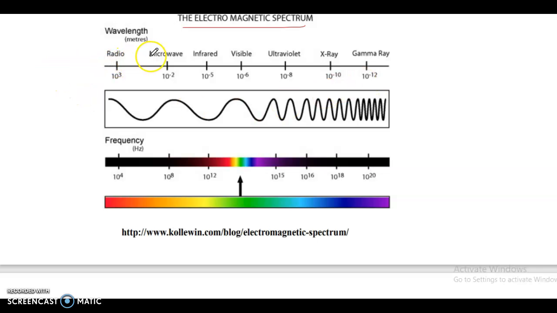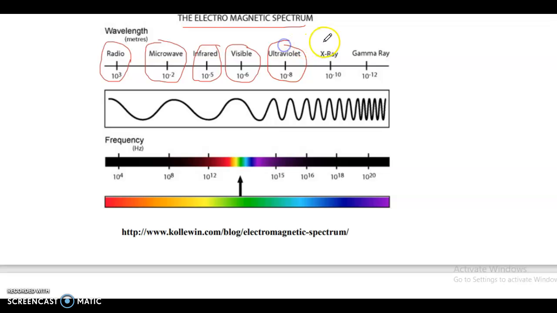Radio, microwave, infrared, visible, ultraviolet, X-ray, gamma ray. Radio is 10 power 3. Radio signal. Microwave 10 power minus 2. Infrared 10 power minus 5. Visible 10 power minus 6. Ultraviolet 10 power minus 8. X-ray 10 power minus 10. Gamma ray 10 power minus 12.